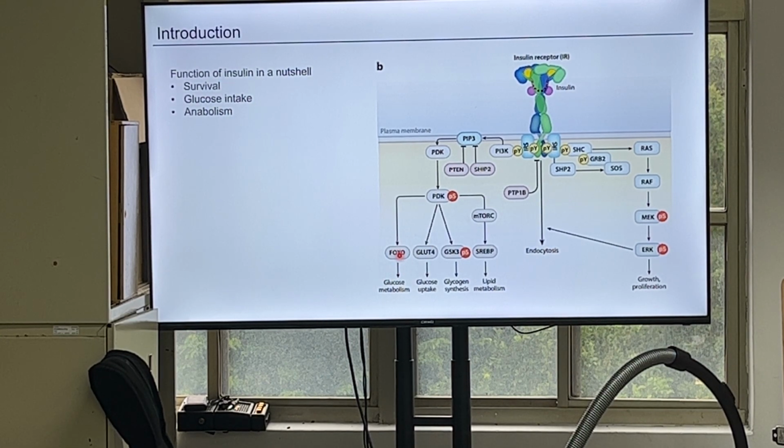Then here is FOXO. FOXO is a family of transcription factors, and they mainly deal with stress and some other aspects of the cell cycle.